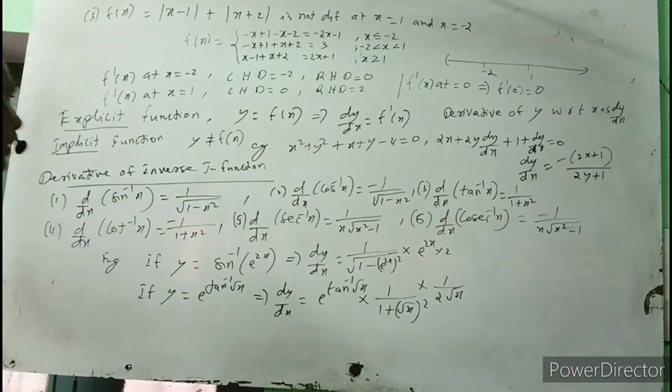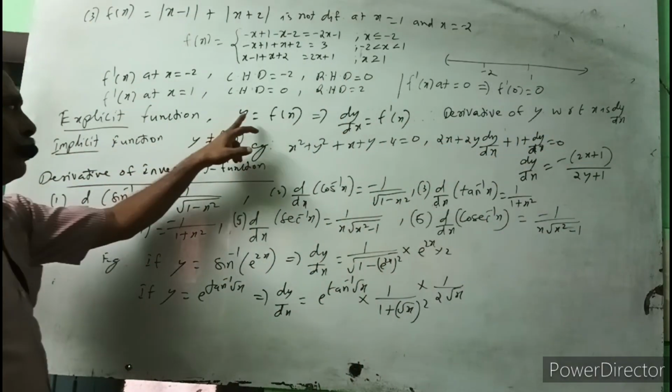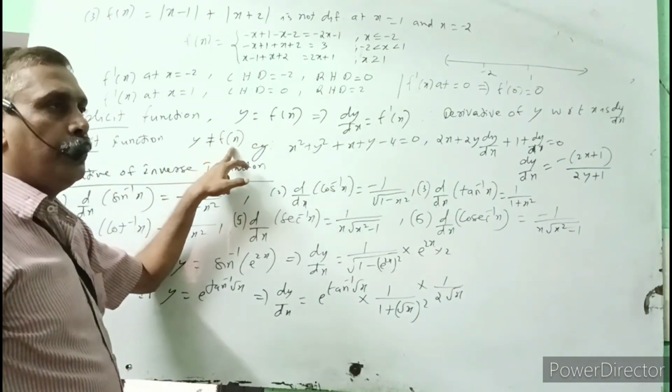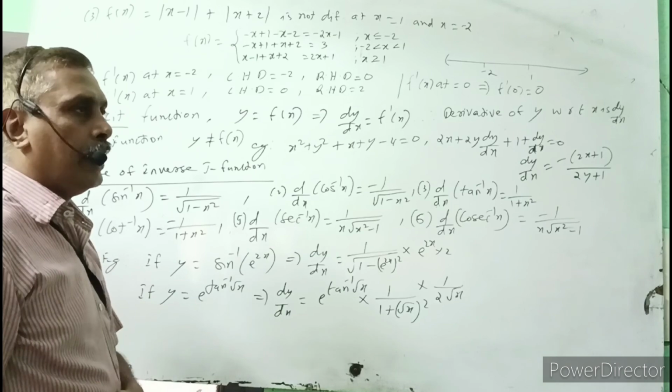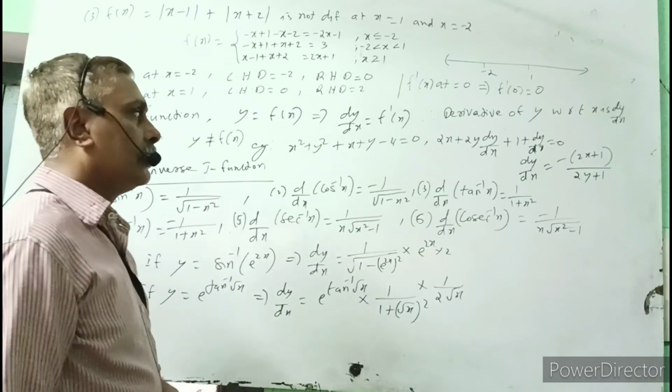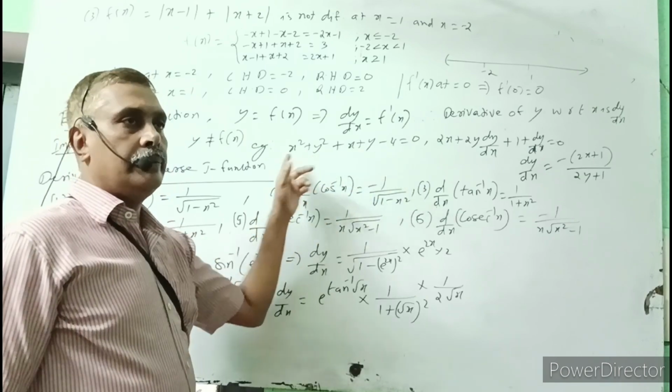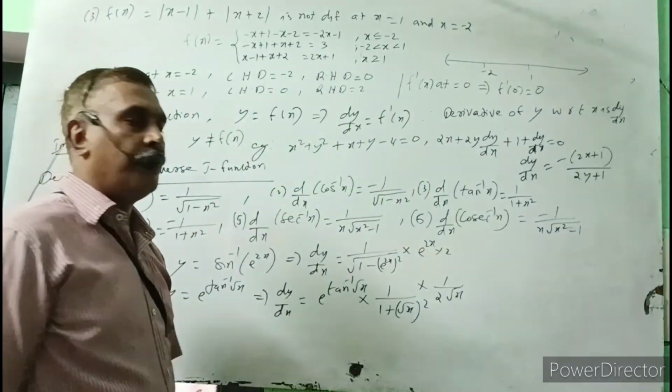Now, implicit function. If you are not able to write y is equal to f of x, that means y is not equal to f of x. You cannot write y is equal to f of x. Such functions are called implicit. In explicit functions, it is possible to write the y is equal to f of x form.